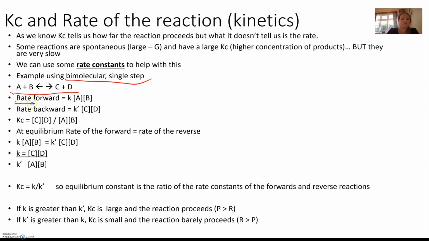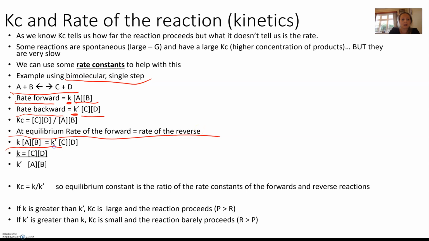So we can write a rate expression for the forward reaction. So rate of the forward equals the rate constant k times A times B, and then we can do a rate expression for the backwards one. So we're going to do k dash times C times D. Okay, so a Kc would just be the products divided by the reactants. Now we know at equilibrium, the rate of the forward reaction equals the rate of the reverse reaction.